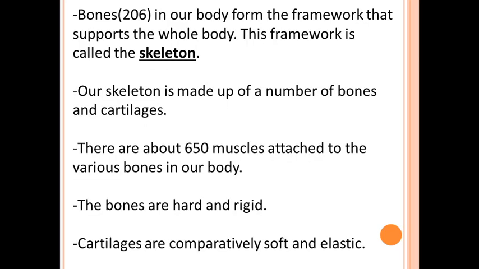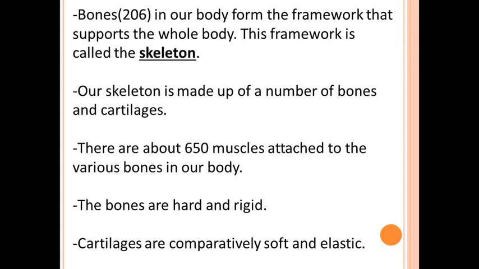Understood? See, I have given here, bones in your body form the framework that supports the whole body. This framework is called a skeleton. Now I have written here supports. Imagine your skin is there, other things are there, but bones are not there. Okay, in your body bones are not there. Can you stand properly? Can you move properly? No. And that's why this skeleton is important. Okay, and the skeleton is made up of a number of bones and cartilage.